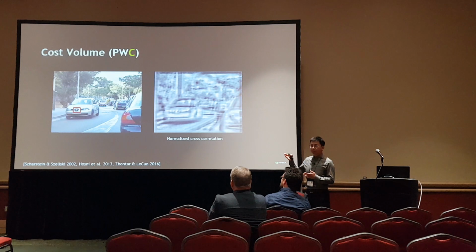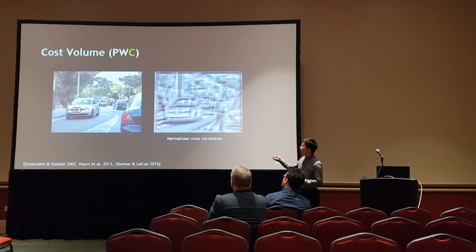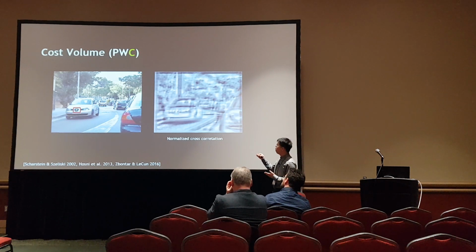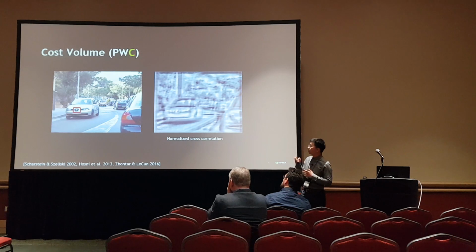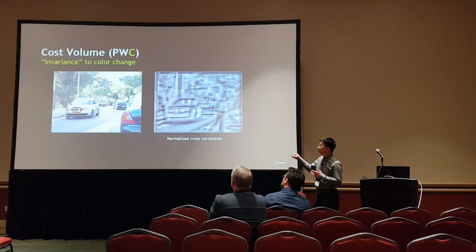Cost volume is a very widely used concept in stereo matching, where you can compare along the 1D line. The nice property here is that the peak of the cost volume gives a very good indication of the correct motion vector. It also has some invariance to lighting and color change. For example, if the image becomes darker or brighter, the position of the peak remains very constant.